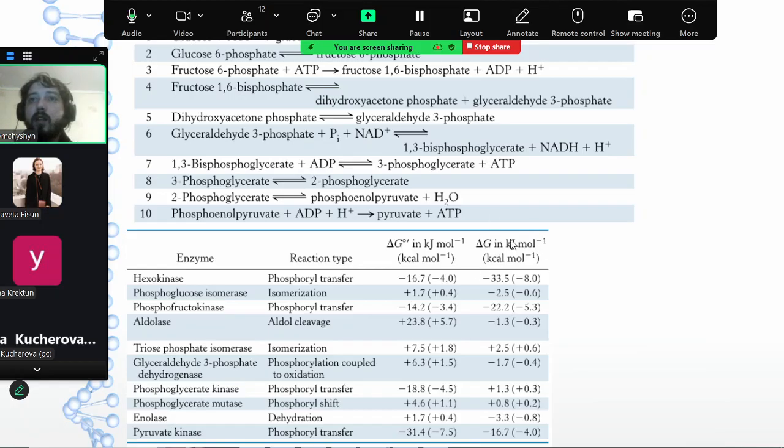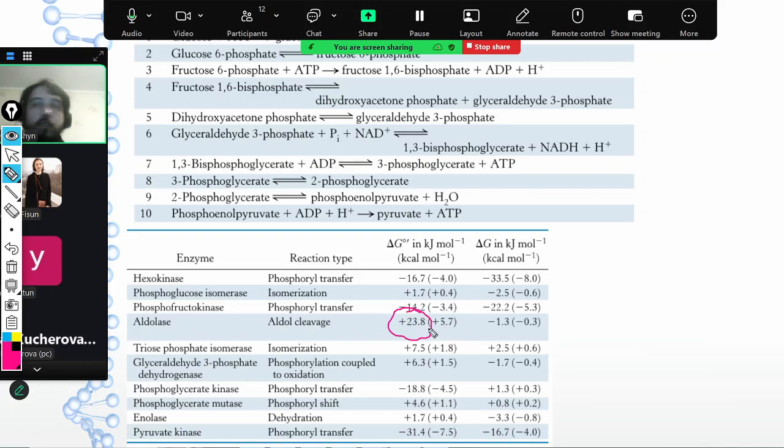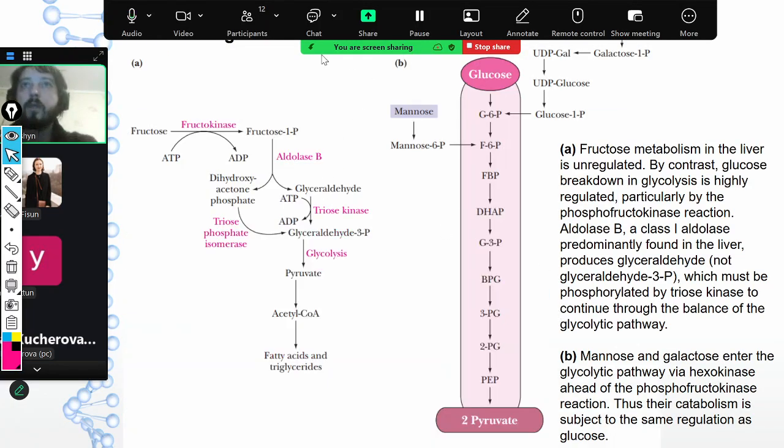And here you have delta G that is basically in the living organism if you take into account all the exact concentrations that you have in the living cell. So you see the numbers are pretty different. So here you have aldolase plus 23.8, so almost 24 kilojoule per mole. But if you take concentrations into account, you get minus 1.3. So it becomes spontaneous from non-spontaneous.